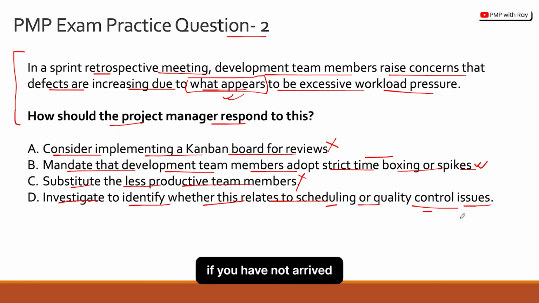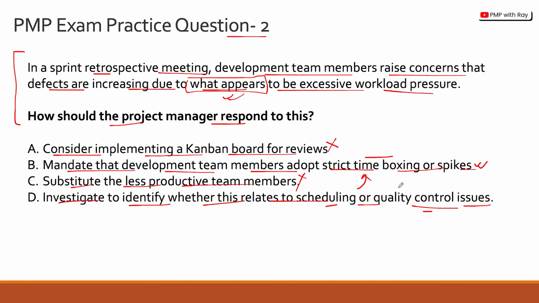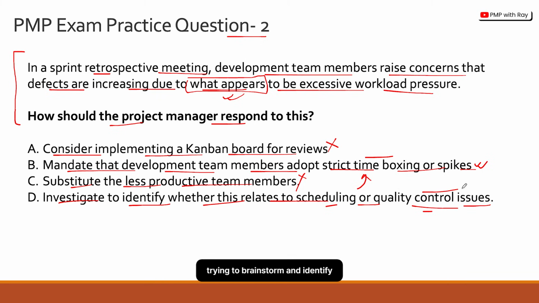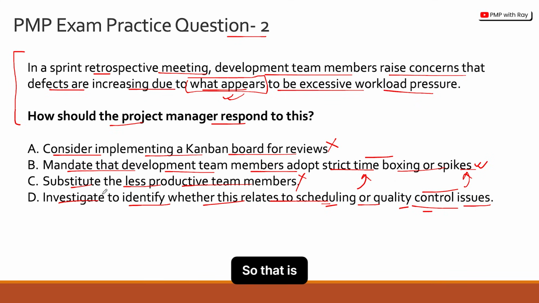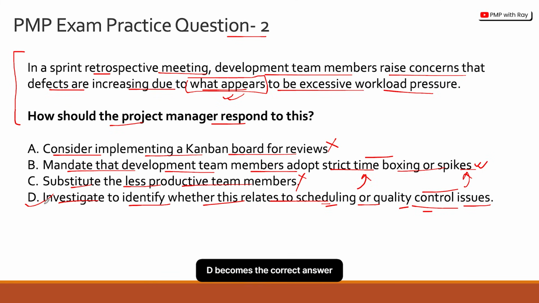Okay, because if you have not arrived at the root cause, how will you propose a solution? Because for example, if it is a scheduling issue, yes, time boxing is something that you can definitely do. If it is quality control and you are trying to brainstorm and identify why the quality is getting missed again and again, you can do a spike as well. But until and unless you know whether this is related to scheduling or quality control, you can't really say that, okay, I will do time boxing or I will do spikes, right? So that is a very, very strong reason why option B falls out and option D becomes the correct answer choice.